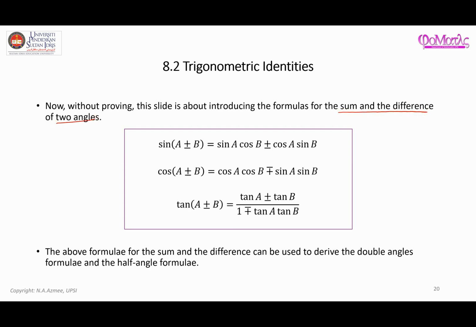In this video, you'll be looking at the idea of finding the sum and the difference of two angles. So this is the first formula here, which is related to sine of A plus B. A and B are the two angles. Basically, the formula is saying that if you have sine A plus B, this is equal to sine A times cos B plus cos A times sine B.